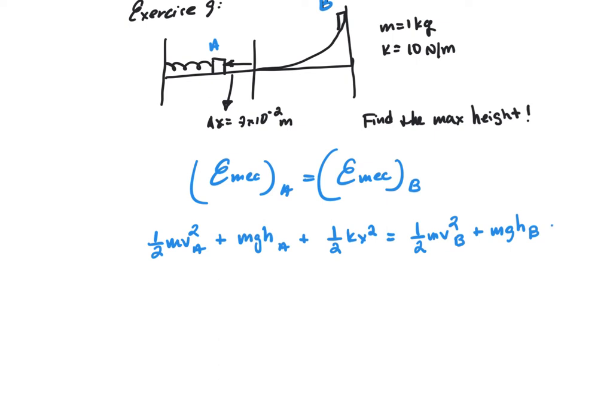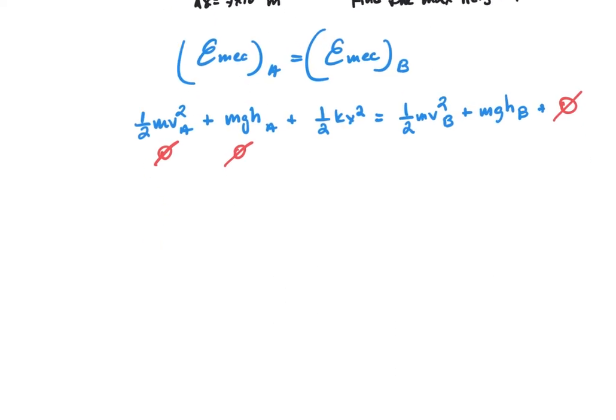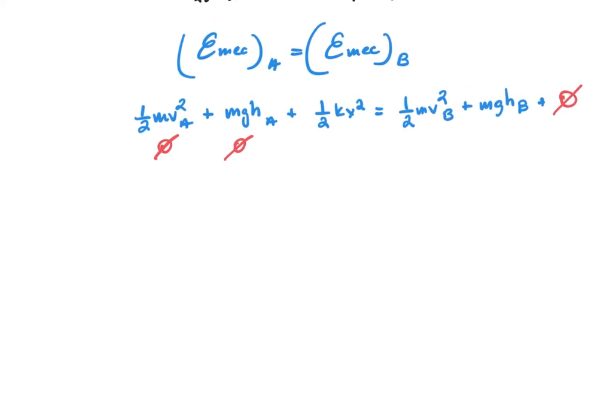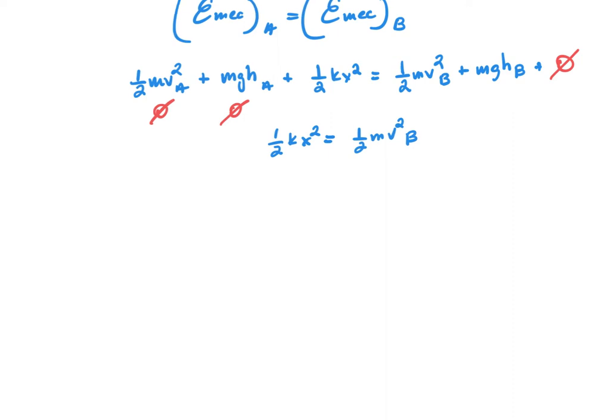But since we don't have compression at point B, we don't need it. So that's going to be our value of 0. We don't have kinetic energy in A, and we don't have potential energy in B. All that we're left with is the compression. So pretty much that just solves the problem. It's going to be one half k x squared equals one half m v squared of B. So let's just plug that into our problem.